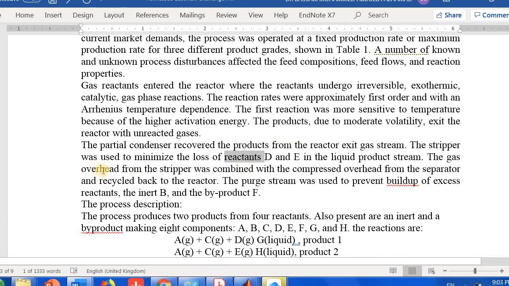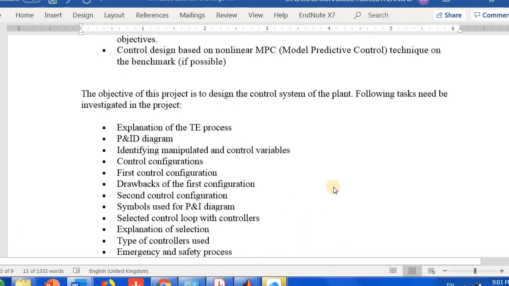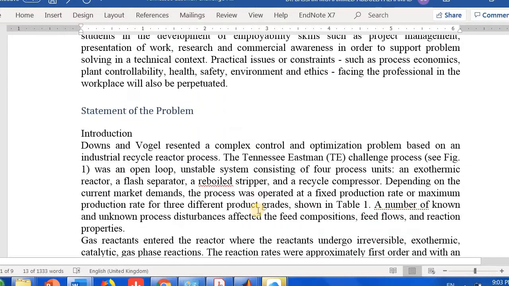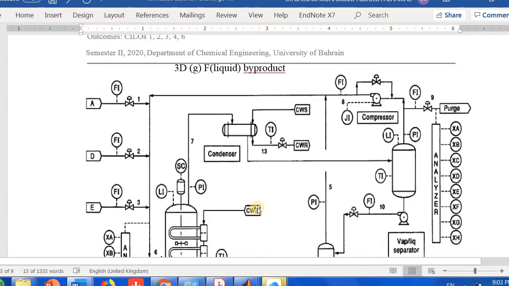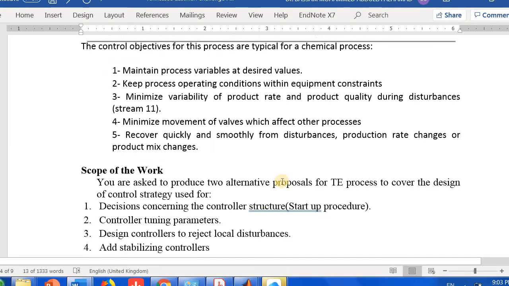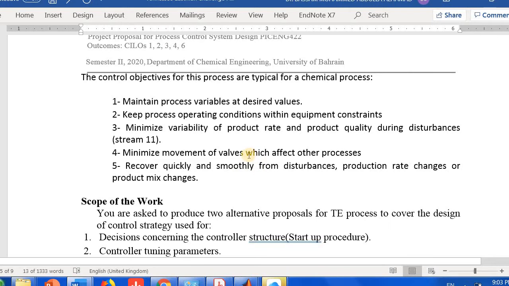And of course, the overhead gas from the stripper is combined with the compressed overhead from the separator and recycled back to the reactor. So that means the overhead gas from the stripper is combined with the gas that is compressed, coming from the separator, and then it goes back to the reactor again. So this is the problem that we have, and that is what you have here as a process, and that is for you to look into in detail.